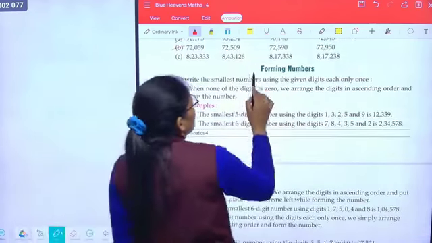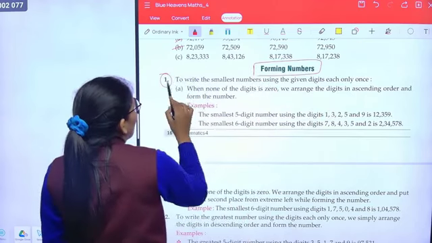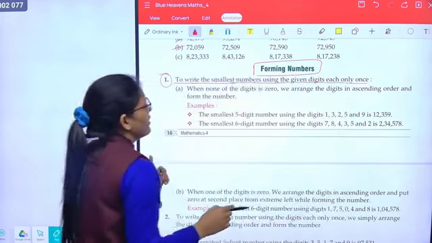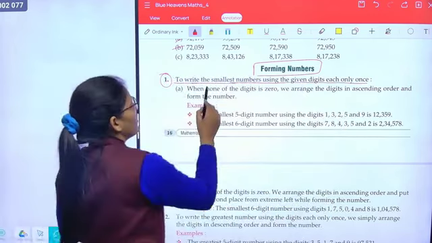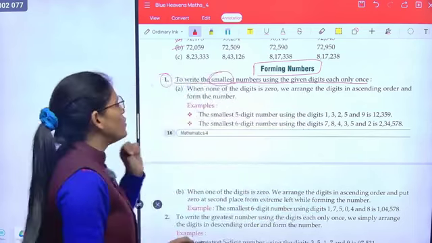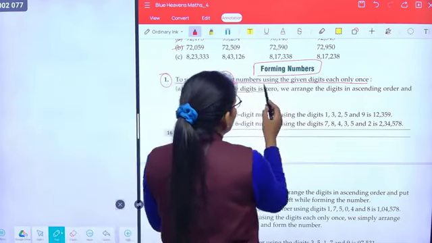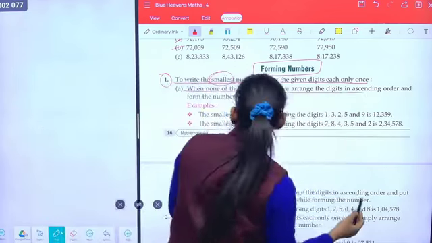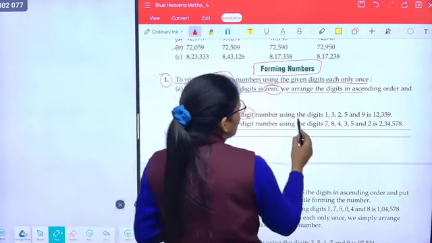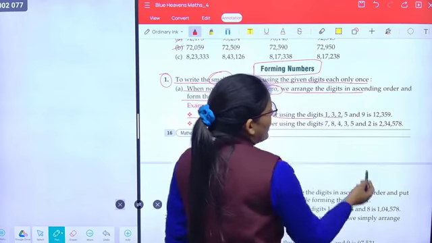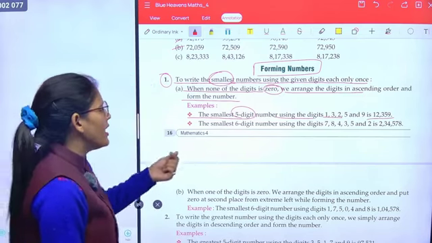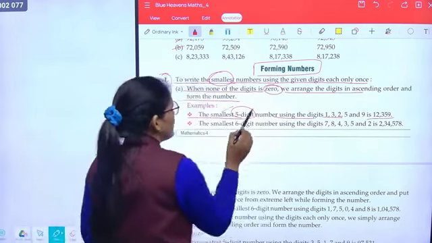Now forming numbers. To write the smallest number, use the given digits each only once. To write the smallest number, हमें smallest number के लिए हम क्या करेंगे, एक digit को एक ही बार use करेंगे. When none of the digit is zero, we arrange the digit in descending order in form the number. The smallest 5-digit number is using the digit 1, 3, 2, 5 and 9. It is 12,359. हमने इन डिजिट से क्या बनाया है, स्मॉलेस्ट 5-डिजिट नंबर बनाया है.